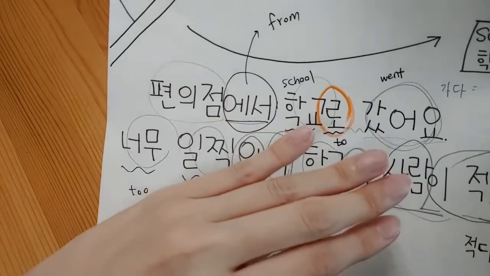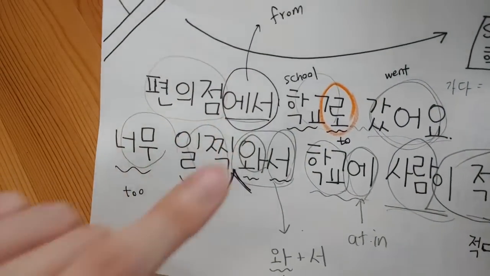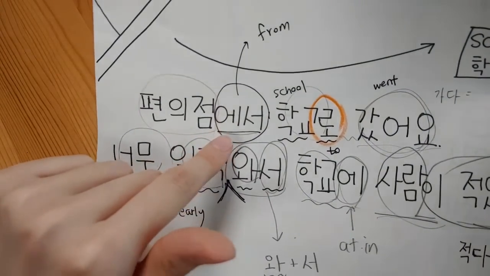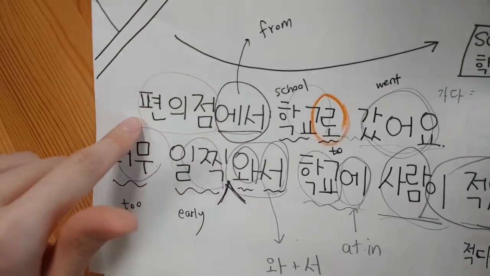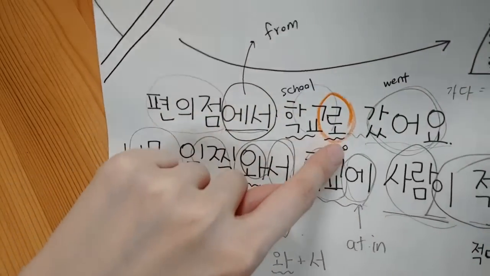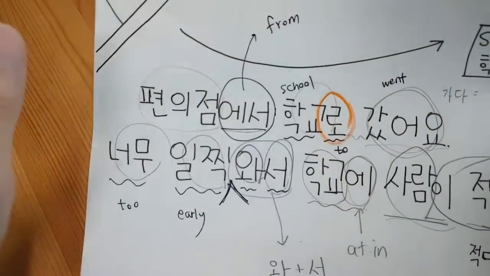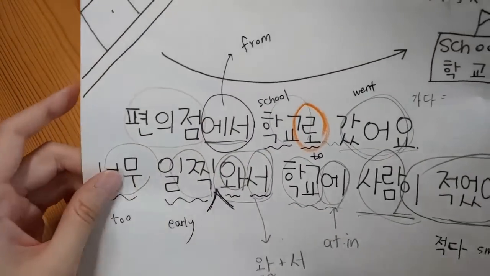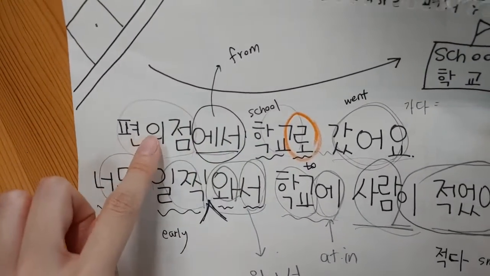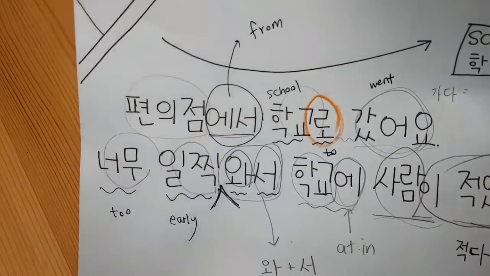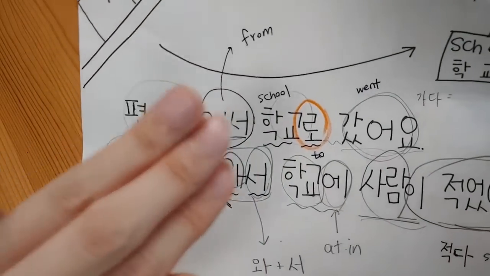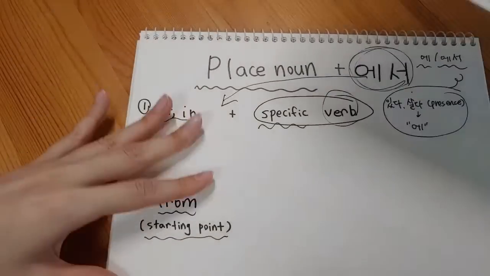So in this context, if you look at 에서, you can immediately notice that this means she is moving from convenience store to school. So that's why 에서 is used to mean from here, not in or at. So this doesn't mean at a convenience store went to school, but it means from the convenience store she went to school.